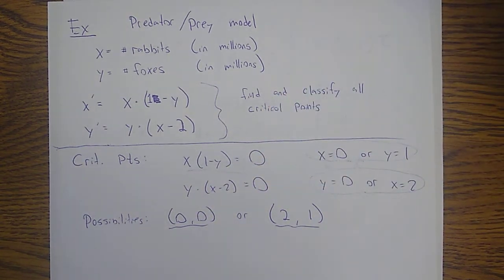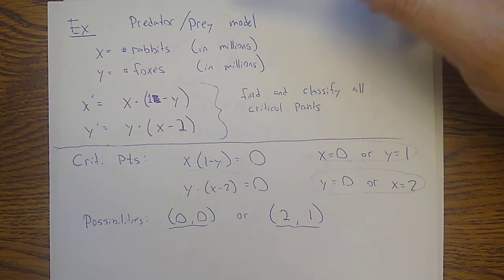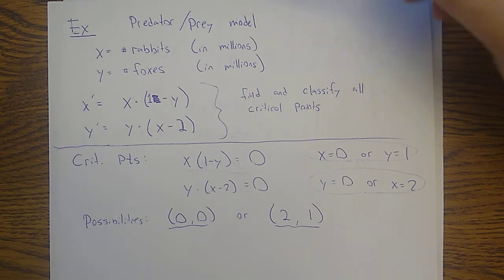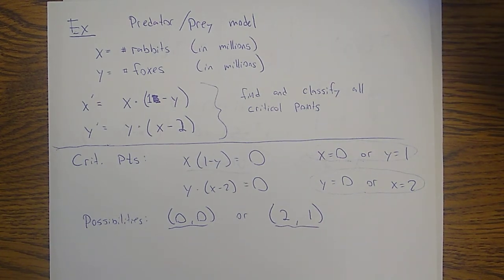0, 0 should obviously be a critical point, because if we start with 0 rabbits and 0 foxes, we're always going to have 0 rabbits and 0 foxes. That is, it's going to stay right there.